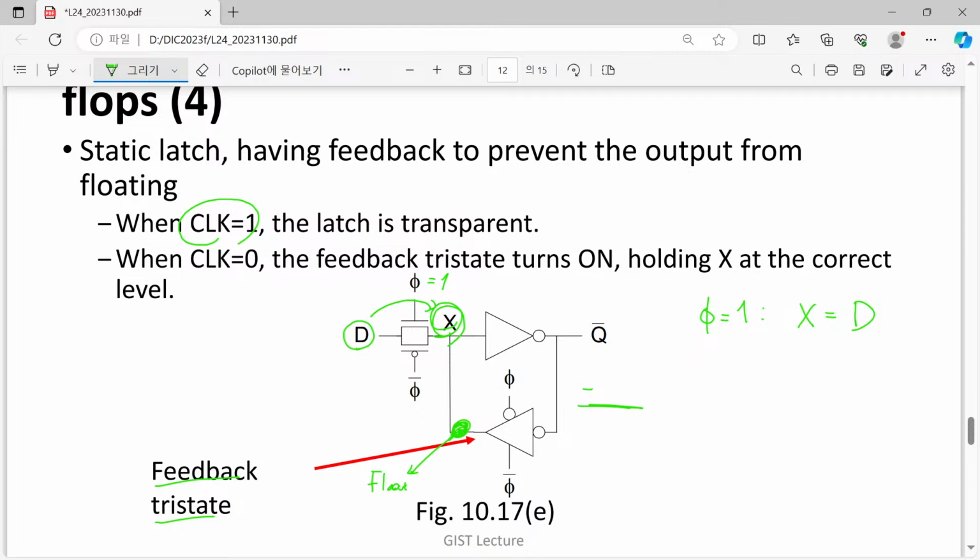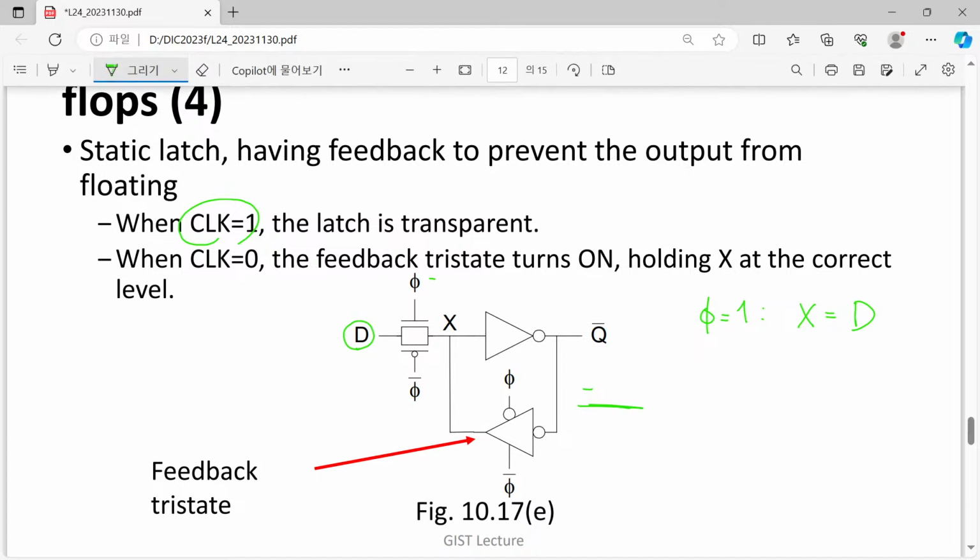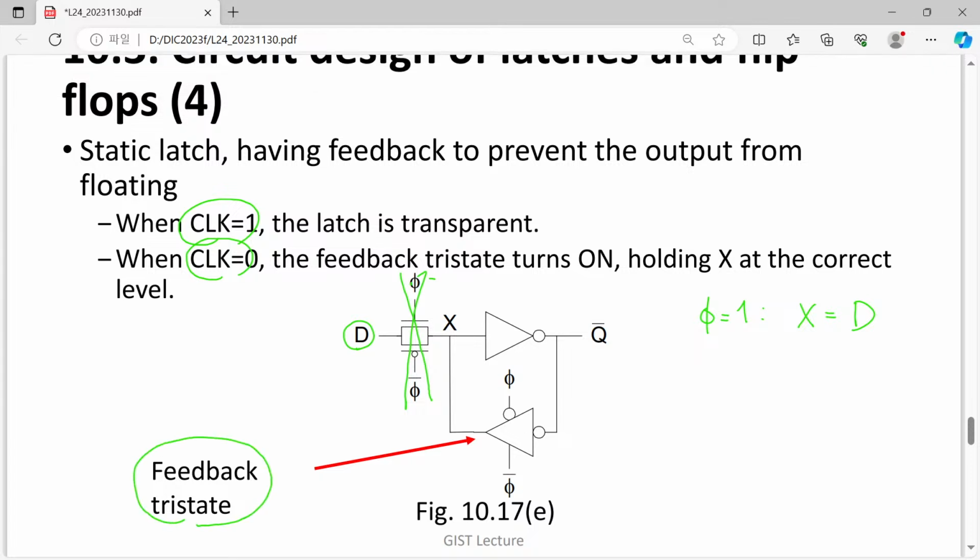Yes, however, it was also good even without this feedback tri-state, but the real strength comes when we have clock equal to 0. Without this one, actually there is no mechanism to keep it. However, when clock equal to 0, of course this transmission gate does not play any role. However, now we have this feedback tri-state enabled.